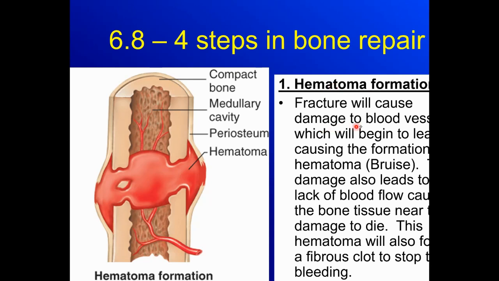The fracture will cause damage to the blood vessels. They'll break. They'll begin to leak, causing the formation of a hematoma, a bruise. The damage also leads to a lack of blood flow. Literally, I've cut off the blood flow to these little ends of my bones here, causing damage to the tissue, or the damaged tissue to die. This hematoma will also form a fibrous clot to stop bleeding.